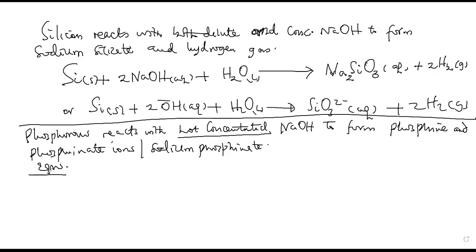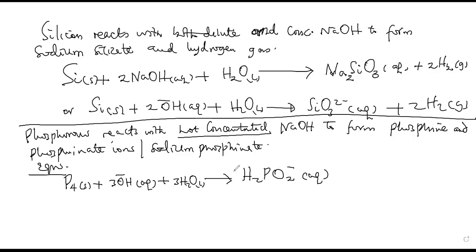Equations. Phosphorus is a tetraatomic molecule. It reacts with sodium hydroxide and in presence of water. I begin with the ionic equation, but we shall form phosphonate ions, that is H2PO2 minus. This is phosphonate ions, and we shall put here a 3, then plus phosphine. Phosphine gas is PH3.